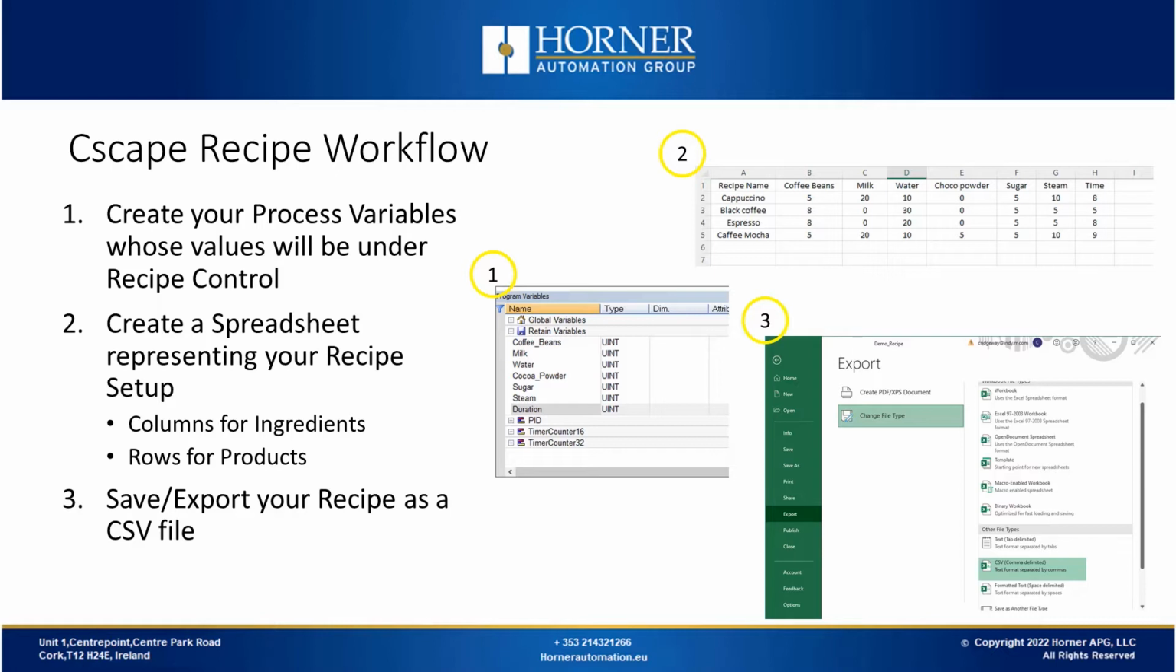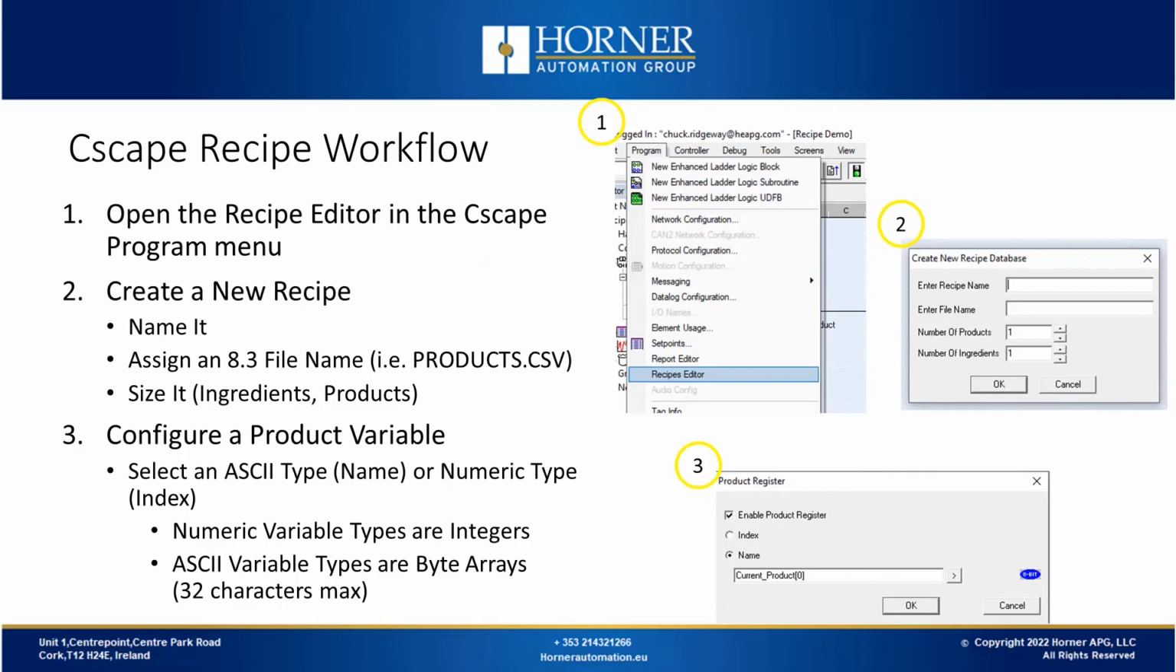Starting with a spreadsheet is not a requirement. If you choose, you can skip that spreadsheet step and just open the recipe editor in Cscape. And that's available from the Cscape program menu. The first time you go into the Cscape recipe editor, Cscape is automatically going to prompt you to create a new recipe. It's going to ask you to name it and to assign a file name for that particular recipe, because at runtime there is a CSV file that has to reside on the OCS's memory card in order for the recipe function to work properly.